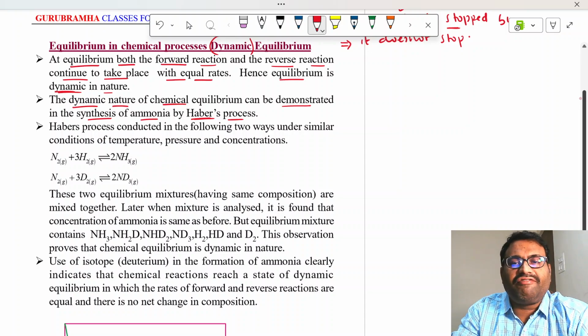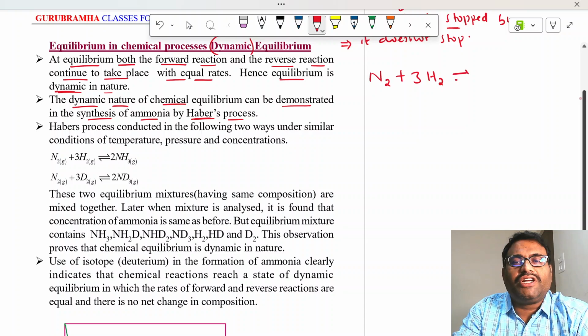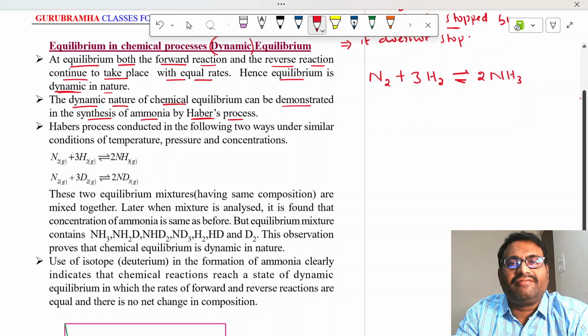In the synthesis of ammonia by the Haber process, an experiment was conducted and it was found that chemical equilibrium is dynamic in nature. Let us see: in a container, N2 plus 3H2 gives rise to 2NH3. This equilibrium reaction is taken, which means this reaction is in equilibrium.